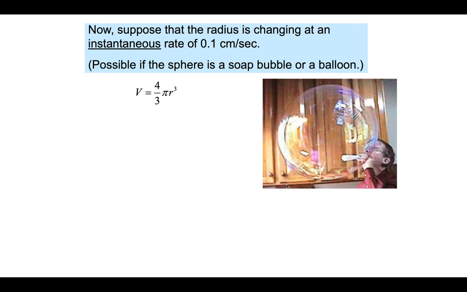So our volume is still 4/3 pi r cubed. The difference this time is we want to do the derivatives with respect to time. So we want dV/dt, and that's still going to be 4 pi r squared by the power rule, times the derivative of the radius with respect to time, so dr/dt.